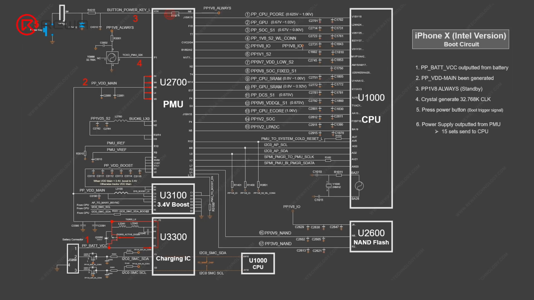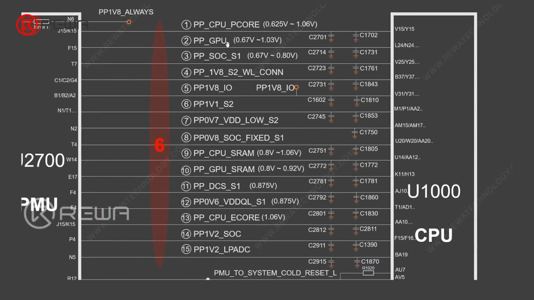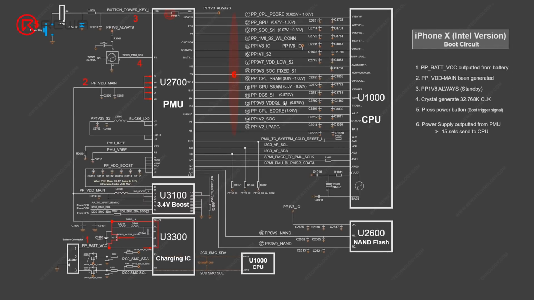Okay. And here, it will output many sets of powers. For the CPU, it will output around 15 sets of powers. Let's take a closer look at them. Okay. You can see the names. Let's check the powers one by one. The first one is PP CPU P core. The voltage range is between 0.625 to 1.06 volts. Second one, PP GPU. You can see the voltage range should be around 0.67 volts to 1.03 volts. As time is limited, we just go through the voltages one by one.